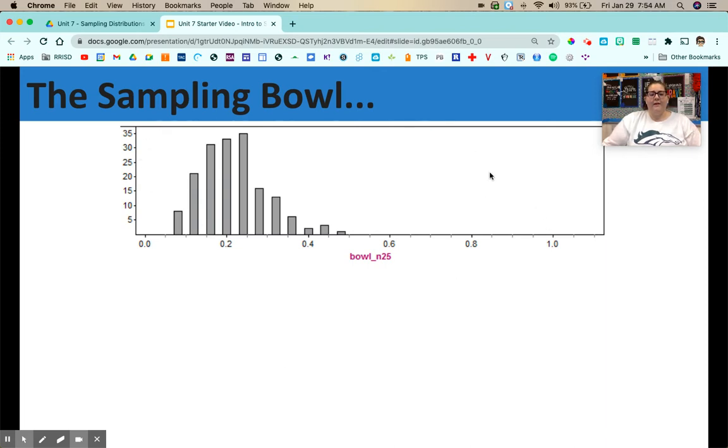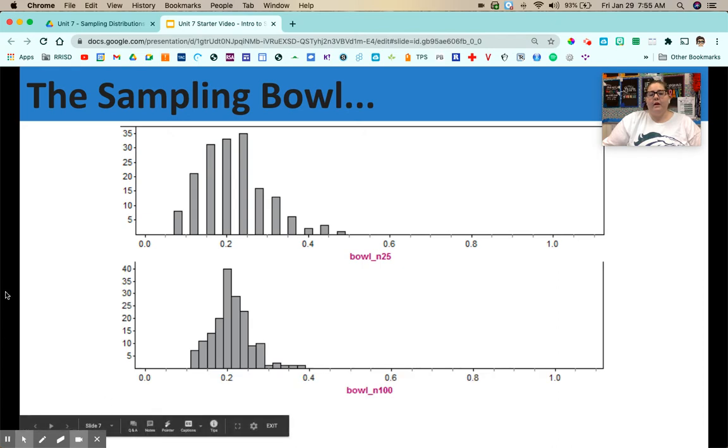So here's our histogram with sample sizes of 25, right? I can see that my most common answer was right here, just below 0.25. But we can see how spread out it is. We can talk about the shape of this graph. It looks skewed to the right, but fairly unimodal, etc.